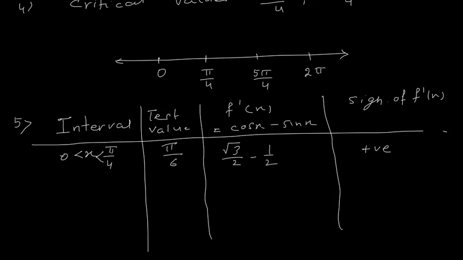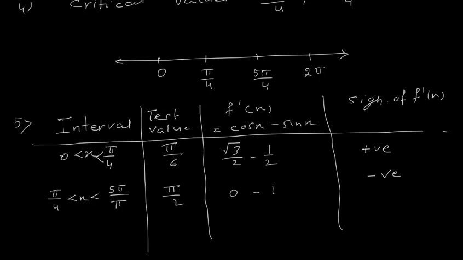Now your second interval is pi upon 4 to 5 pi upon 4. So in between I have a value, say pi. Pi lies between this pi upon 4 and this 5 pi upon 4. So for checking I can take pi, or I can take pi upon 2 also. So let us take pi upon 2. Now cos 90 degree, the value of cos 90 is 0 minus the value of sin 90, which is 1. So what we get? We get a negative value.